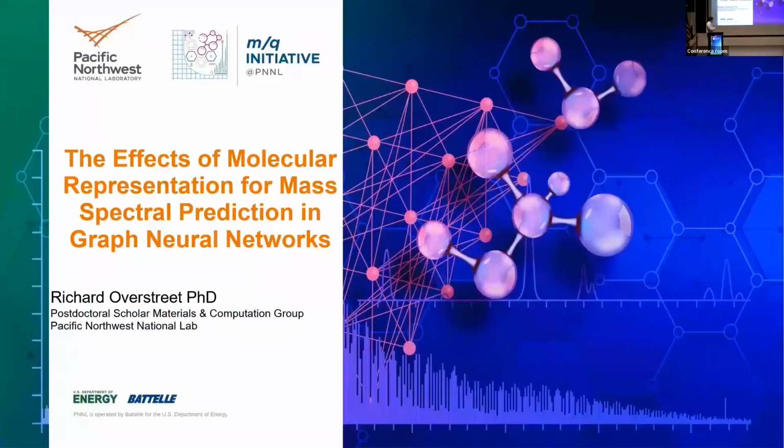I'm Richard Overstreet again, and I'm a postdoc at PNNL, and this is our work on graph neural nets for mass spec MS prediction.